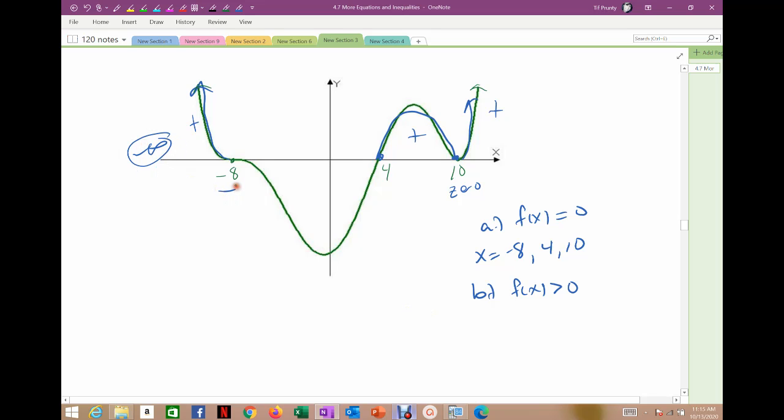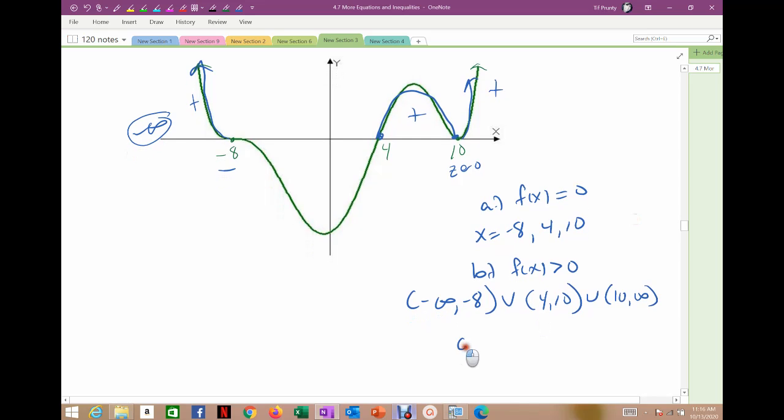From negative infinity up to the 0, negative 8. So negative infinity to negative 8, not including the negative 8. Between 4 and 10, not including 10. And then 10 to infinity. Again, we don't include the 10 because we don't include the 0. If we were allowed to include the 0, then we would. We would include the 10, and we'd include the 8, and we'd include the 4.